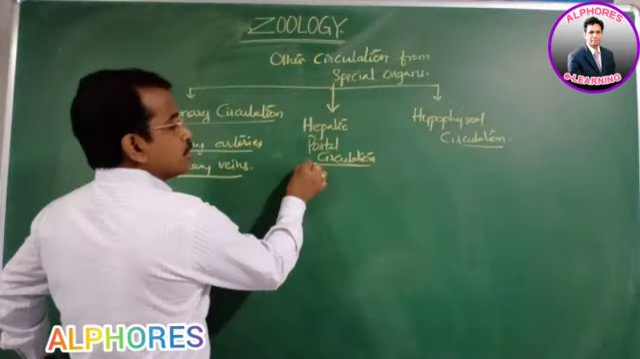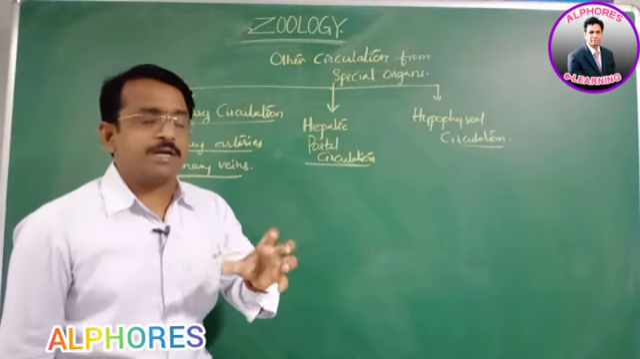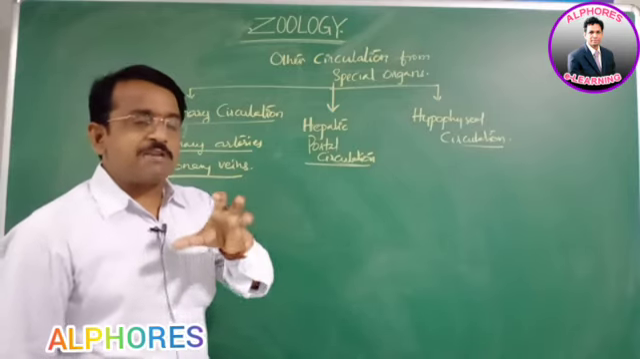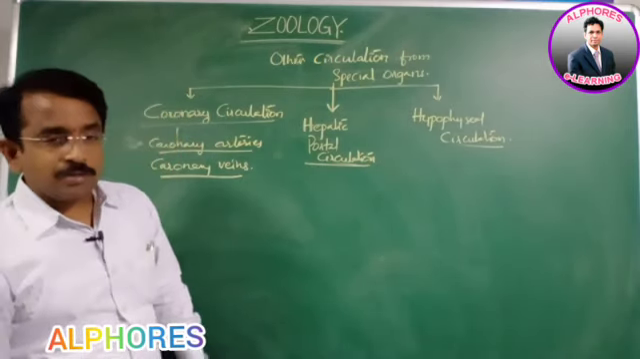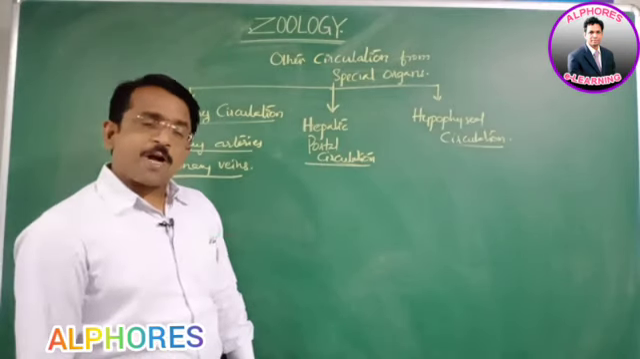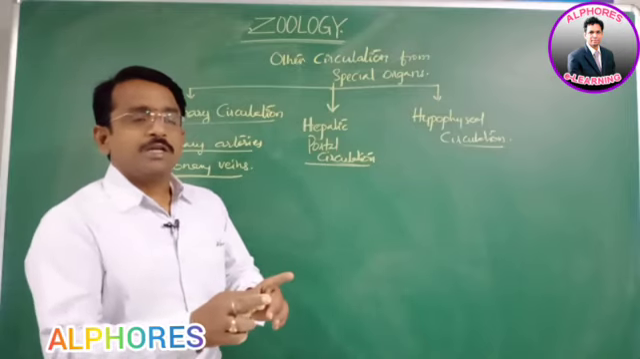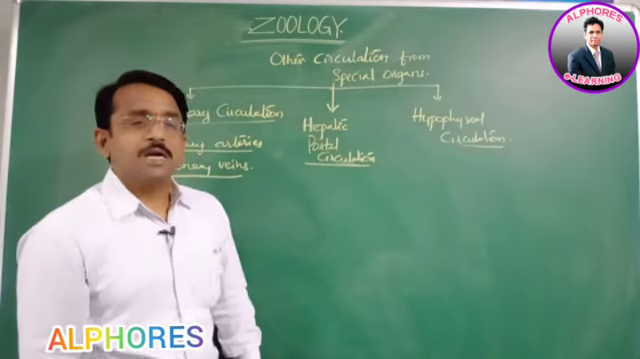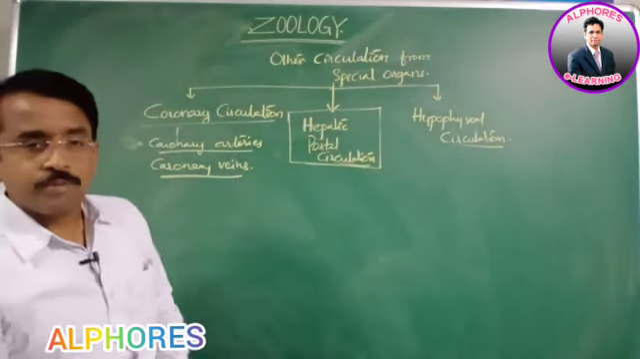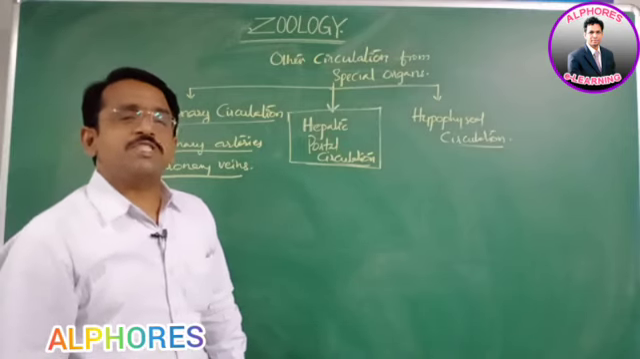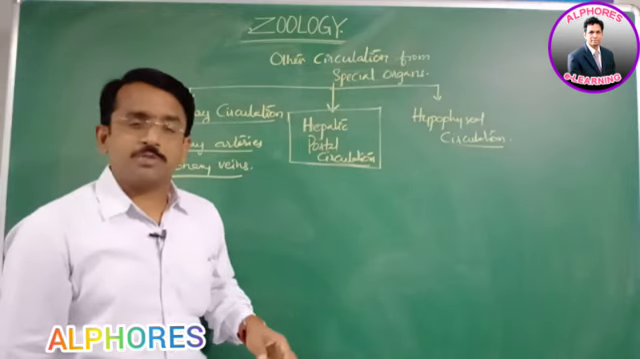Next, hepatic portal circulation. Before going into this, we have to learn about the portal vein. A portal vein is a vein which starts with the blood capillary in one organ and ends with the blood capillary in another organ. In fact, the blood from the gut does not reach the heart directly, but by means of hepatic circulation. So a portal vein is a vein which starts with blood capillaries in one organ and ends with blood capillaries in another organ.